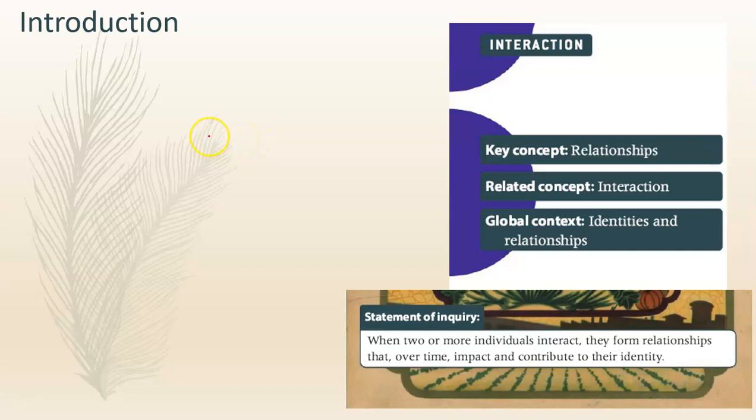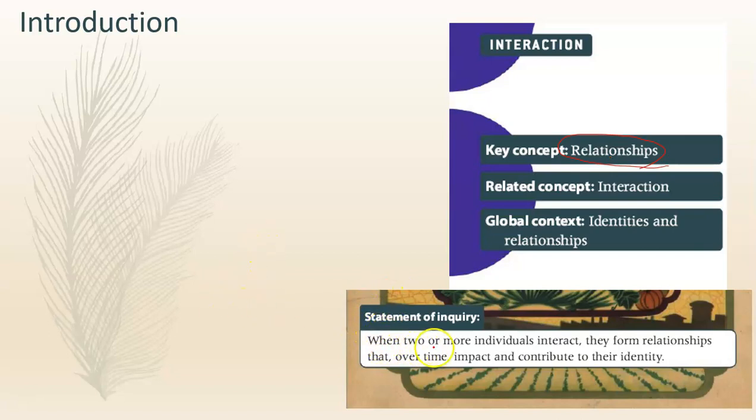Introduction. Let's talk about the key concepts and related concepts, and then the global context. So for that interaction, definitely the key concept would be relationship. Why relationship? Because people, organisms, molecules, they have interaction. So this means that they have relationships between themselves. So that's why the key concept would be relationships.